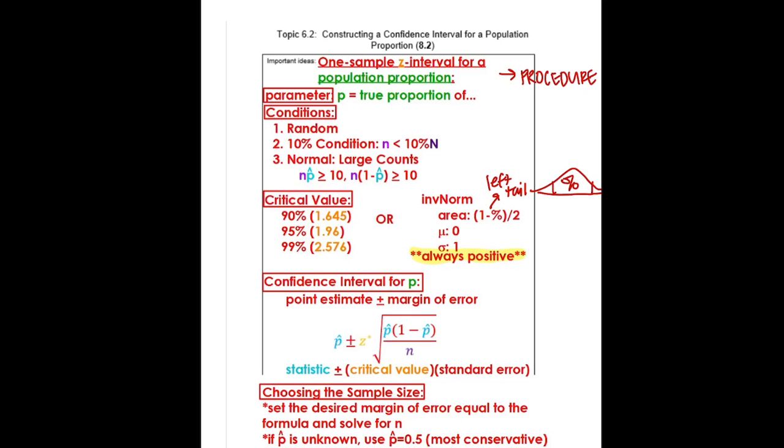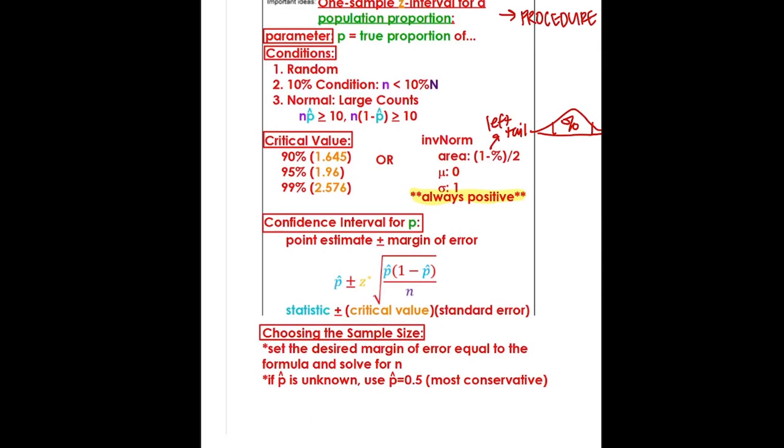Confidence interval for P, we have our point estimate plus or minus the margin of error. And that margin of error, I'll use another highlight tool. Margin of error is all of this, and that's the critical value times the standard error. This is another way to write it. This is how they write it on your formula sheet.